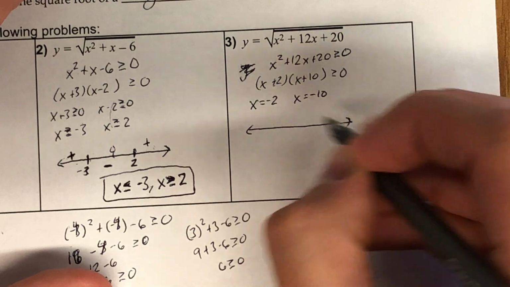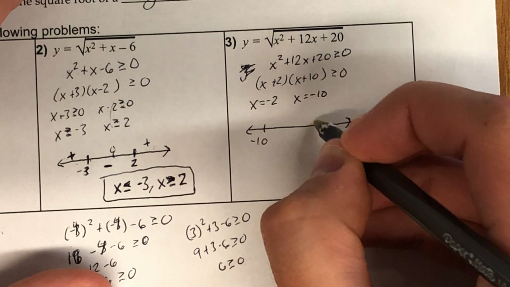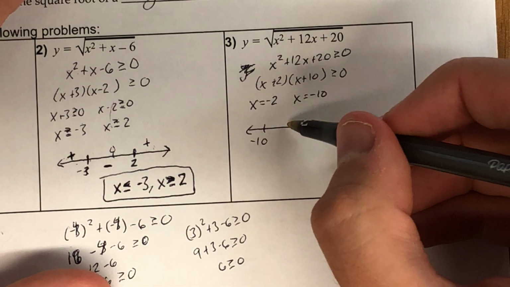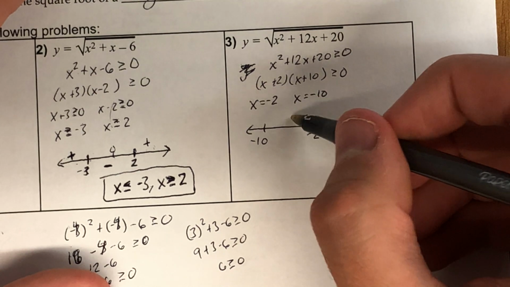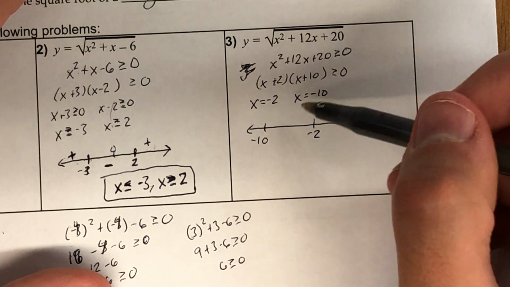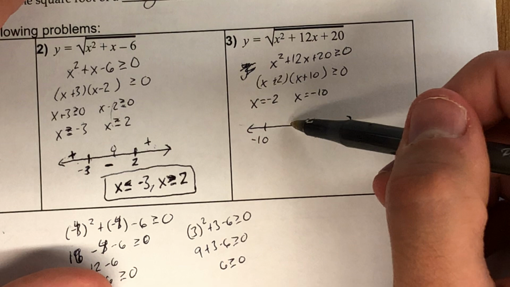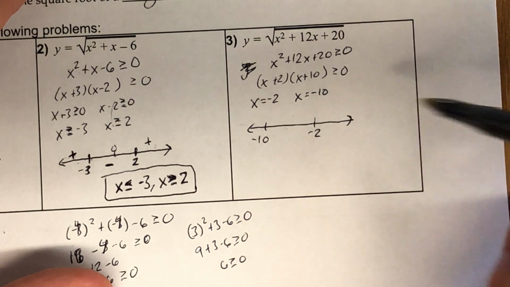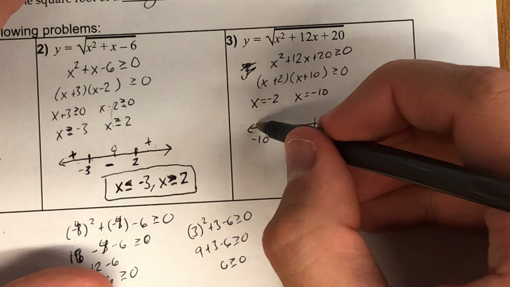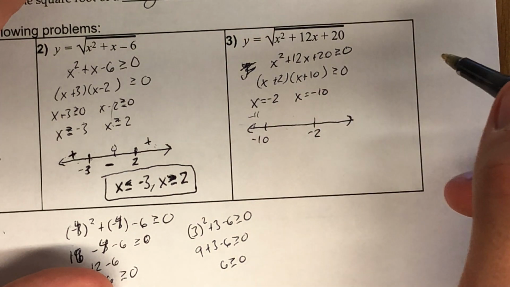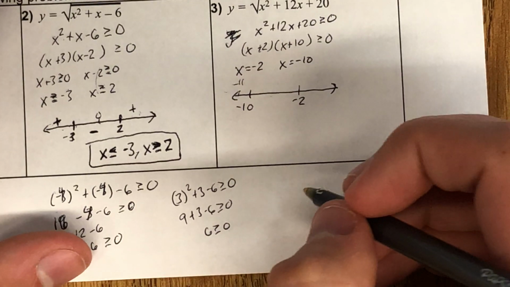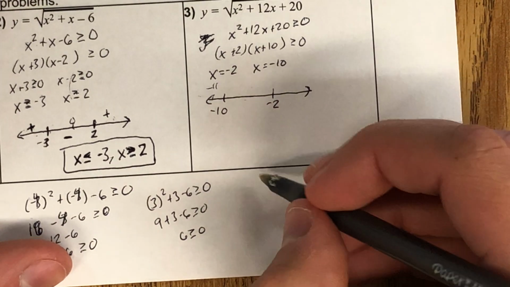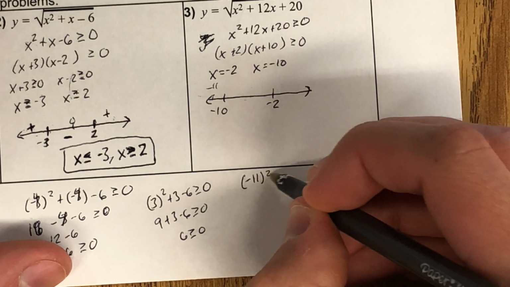So we can set up a number line and look for what values will I get positive or negative when I plug in numbers less than -10, between -10 and -2, and then greater than -2. So if we start over here, you can start with like -11, for example. So I'll do my work down here again. So let's plug in -11 for x.